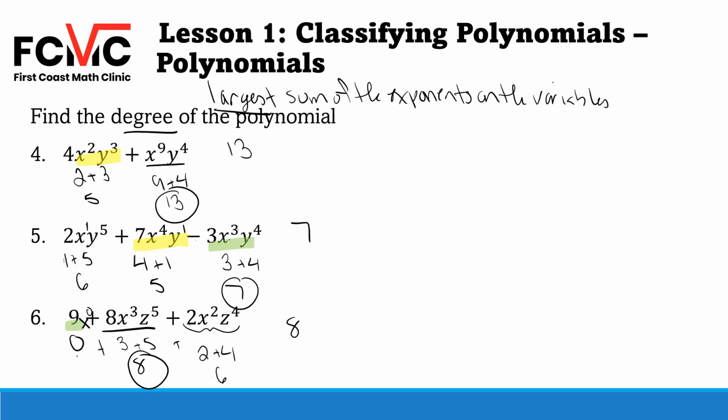All right, so this was lesson 1, classifying polynomials. We classified polynomials by degree and by term, and then found the degree of polynomials with multiple variables. So we had to sum up the exponents and find the largest degree.